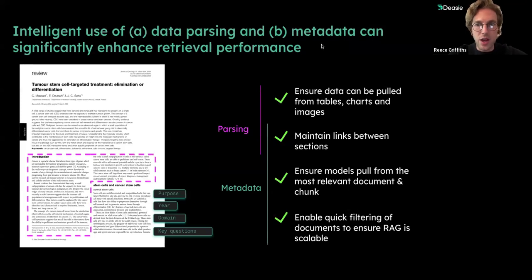Two of the key areas that we see data science teams investing in from a data preparation perspective, that have the biggest impact, are parsing and metadata. On the parsing side, good high quality parsing means that you can, one, extract information contained within tables, charts, and images, and secondly, and this is more the focus of this discussion, maintain important links between different document sections. Metadata, as well as improving and maintaining those links, also allows models to pull from the most relevant chunk or relevant document. And finally, it enables very quick filtering of documents or chunks as the RAG scales to large data sets.